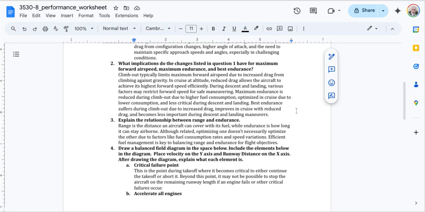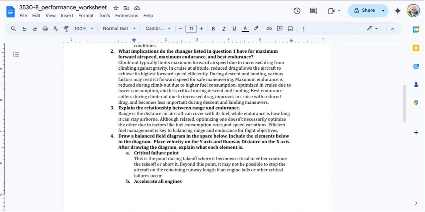The implications of these changes are how they're going to affect forward airspeed, maximum endurance, and best endurance. So climb out is typically going to limit maximum forward airspeed because you have the induced drag and you're climbing against gravity, right? At cruise altitude, you're going to reduce that drag by lowering the angle of attack, and you're going to allow the aircraft to achieve its highest forward speed efficiently. During descent and landing, various factors are going to affect it depending on the configuration and the speeds that are required.